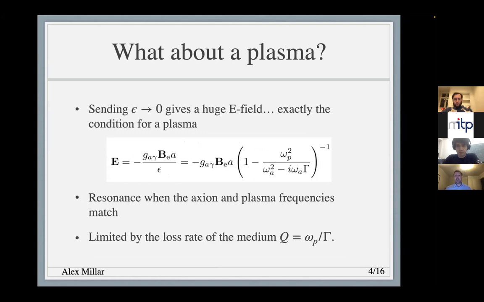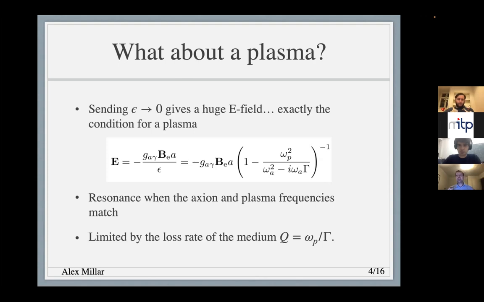So sending the dielectric constant to 0 is another way of saying that you have something like a plasma, which is near its plasma frequency. So if you insert the dielectric constant for a plasma, what you essentially see is that on resonance, the real part of the dielectric function goes to 0.